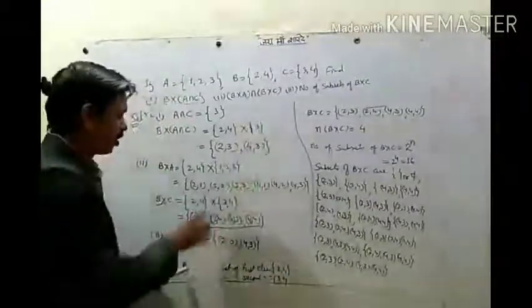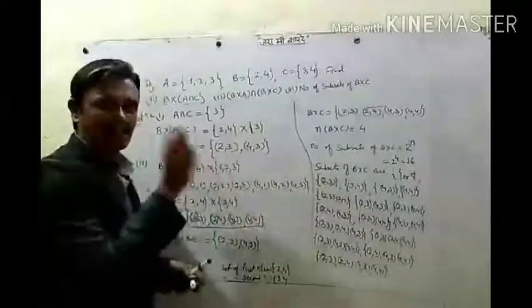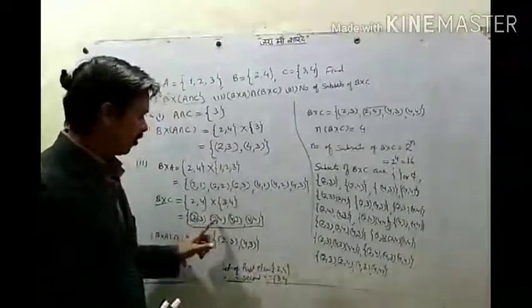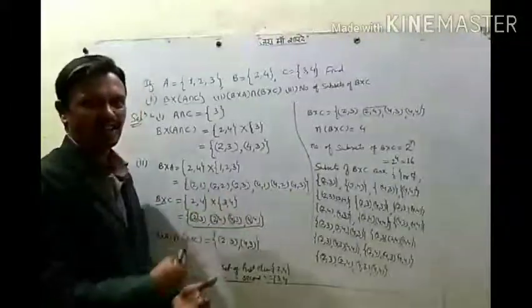So if A cross B or B cross C or A, whatever set is given, Cartesian product of two sets is given, we can find that set also. First set of first elements will be first set. Set of second element will be second set. Okay?